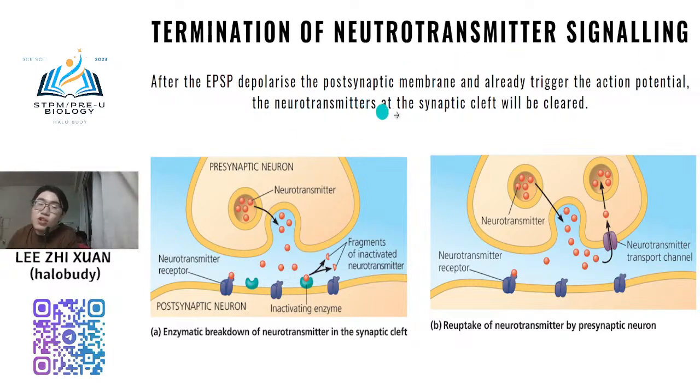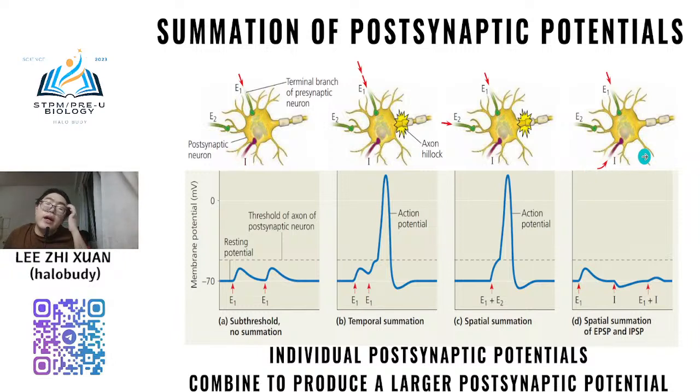So there are two ways to terminate it. Either you use an enzyme to break it down, or the neurotransmitter automatically flows back into the presynaptic neuron through the transport channel. Two ways: either using enzyme or using the neurotransmitter transport channel to recycle back to the presynaptic neuron. And then about the summation of postsynaptic potential. This is about the EPSP and IPSP that we learned before and just now.